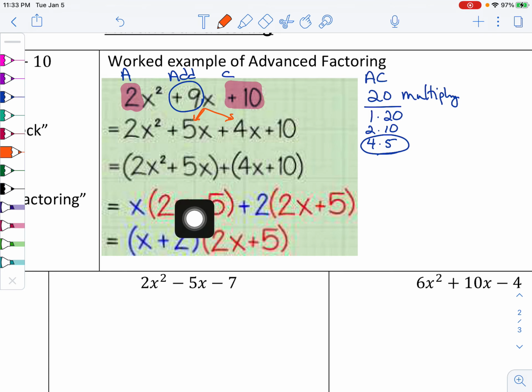So group the first two together, get a GCF of x, group the second two together, they have a GCF of 2. So the two parentheses sets are identical, so that becomes one factor. The other factor is what's left over of x plus 2.